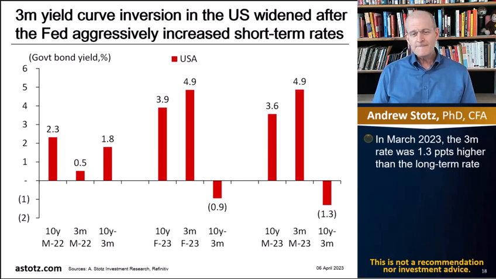By February, long-term rates were up to 3.9, and short-term rates were up to 4.9, and that's an inversion of about 0.9 percentage points negative. We can also see the same thing happened here: 3.1% in March and 4.9% for short-term money means an inversion of minus 1.3 percentage points.